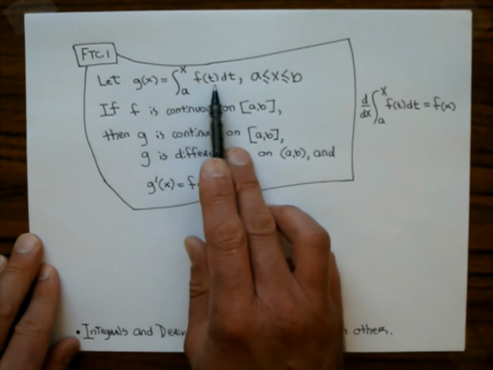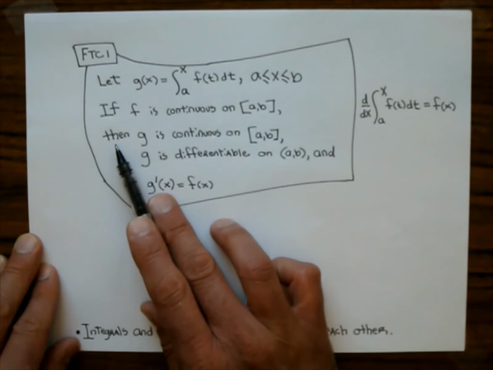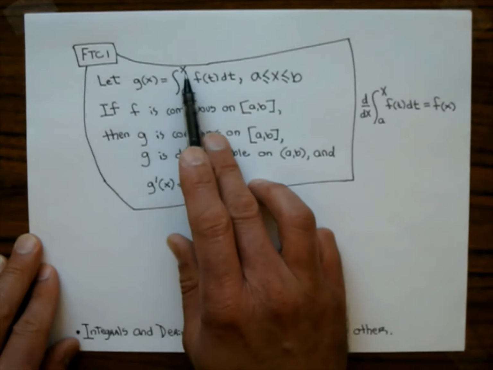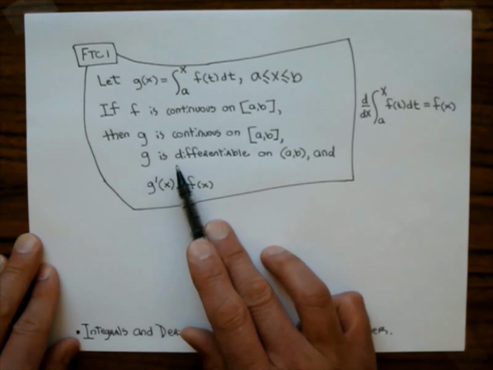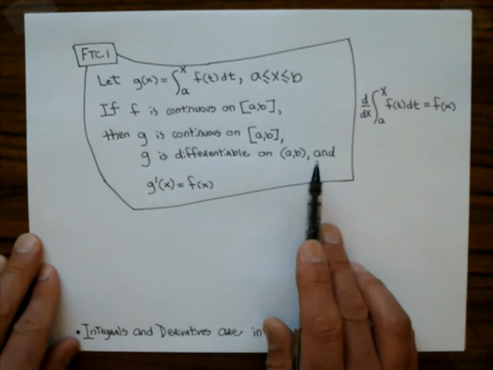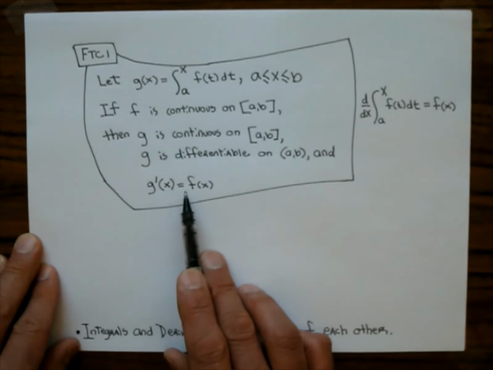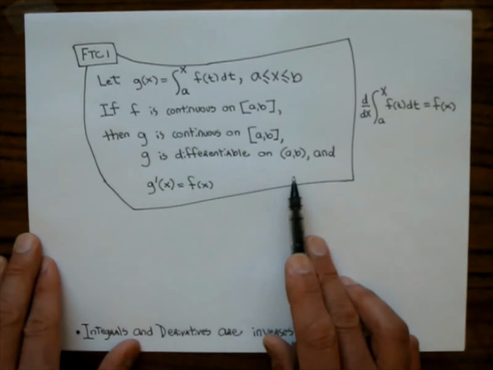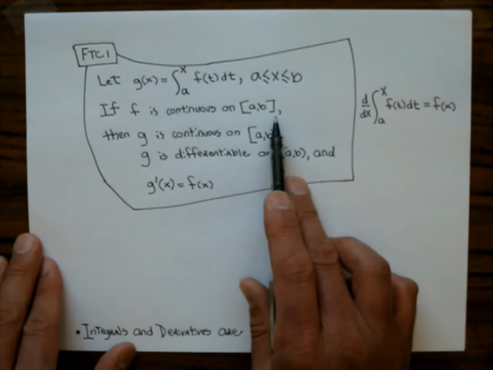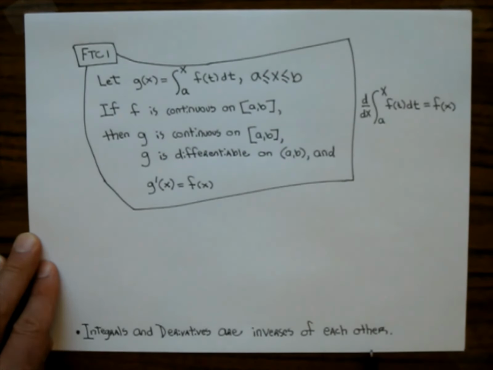If f, the integrand, is continuous on the closed interval a, b, this is what fundamental theorem of calculus part 1 says, then g, which is when you integrate from some number to x, is continuous on [a, b], and g is differentiable on the open interval (a, b). And here's the kicker right here. It says g prime equals f of x. So g prime of x equals f of x. And so basically this looks very confusing. And all it is saying is that integrals and derivatives are inverses of each other.